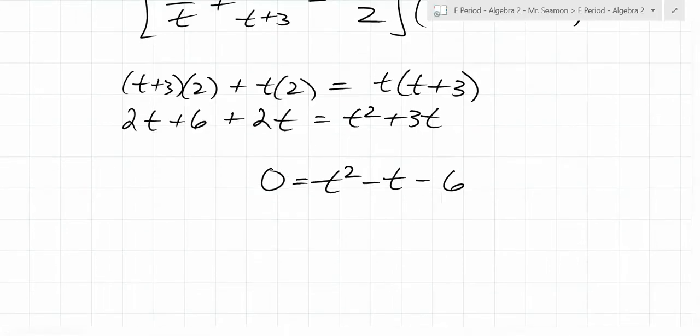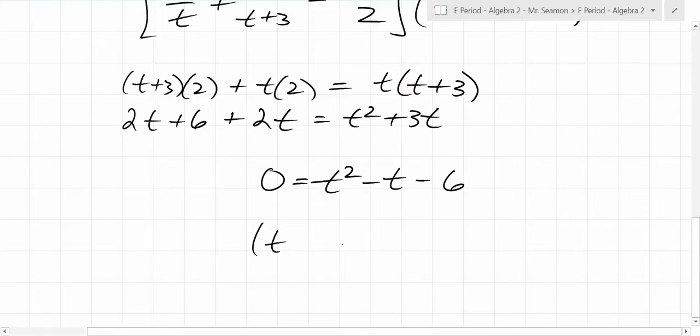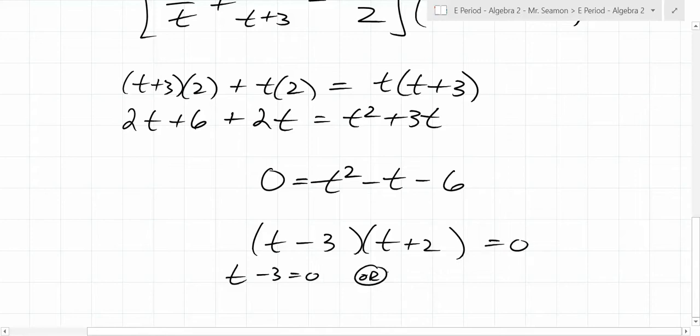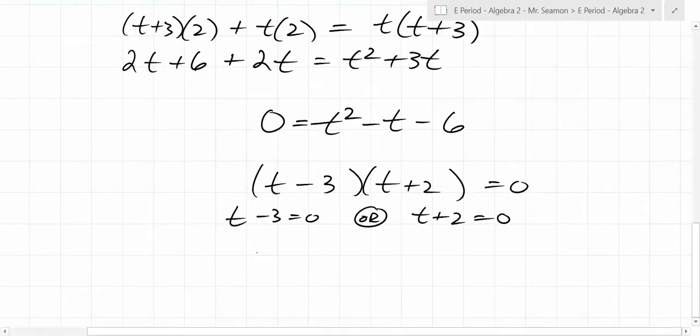And you always ask yourself at this point, what method should you try first? Can you factor it? Yep, what is it? T minus 3 times T plus 2. Yes, and that equals 0. So t minus 3 equals 0, or t plus 2 equals 0. So what does t equal here? T equals 3, or negative 2.